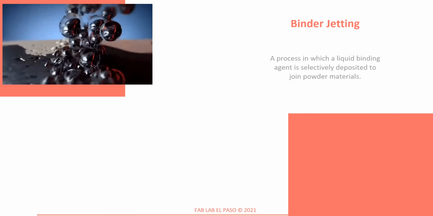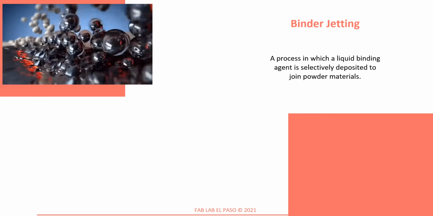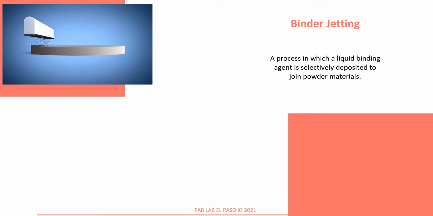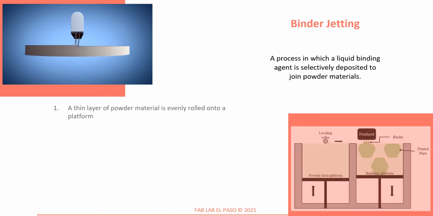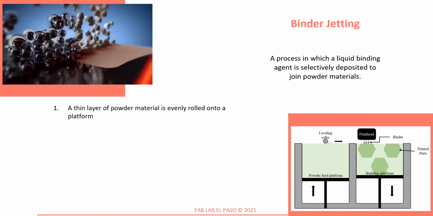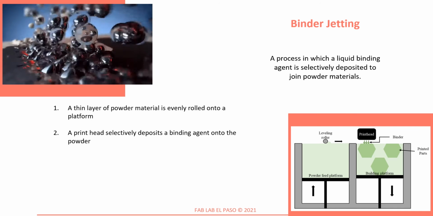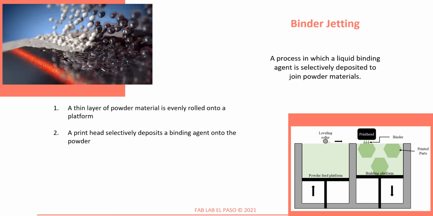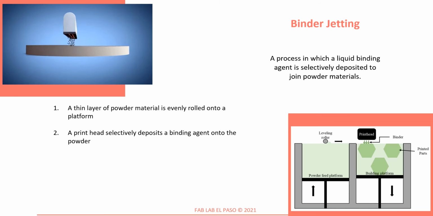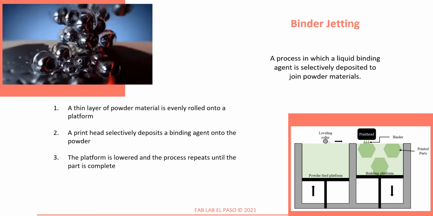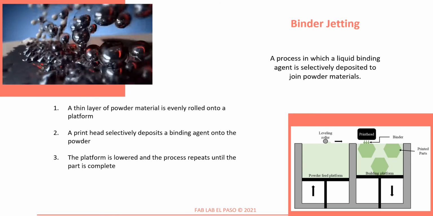Binder jetting is a process in which a liquid binding agent is selectively deposited to join powdered materials. First, a thin layer of powder material is evenly rolled onto a platform that sits in a bed of powder. A print head, similar to one used by inkjet printers, selectively deposits the binding agent, which essentially glues the powdered material together. The platform lowers and the process repeats until the part is complete.